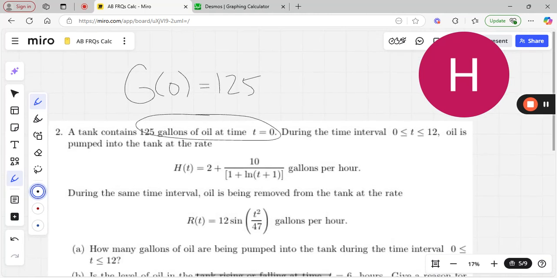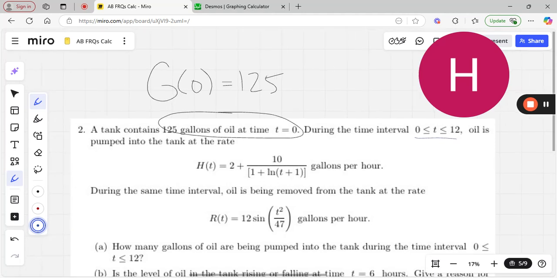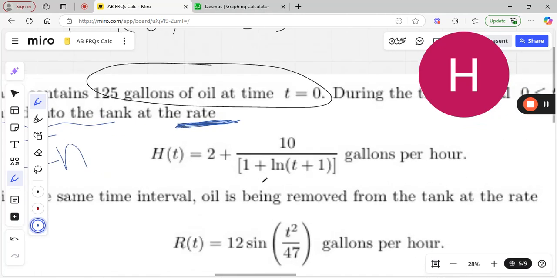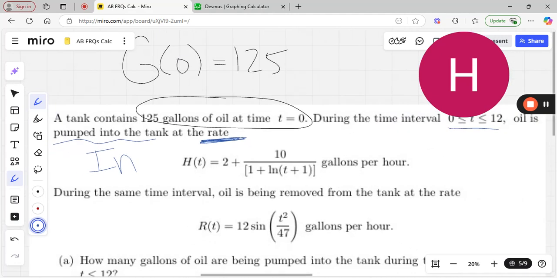During the time interval from 0 to 12, oil is pumped into the tank. So this one is in at a rate. So this is a derivative. This is the in derivative, and it's just some equation. I'm not going to look at it too carefully. 2 plus 10 over all this. I know that looks like absolute value. It's not. It's just brackets.